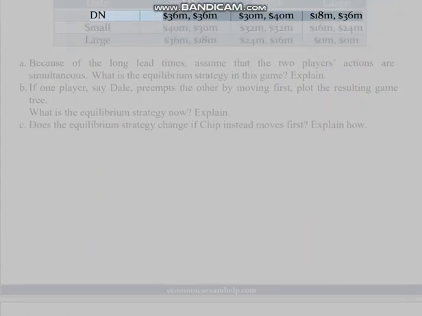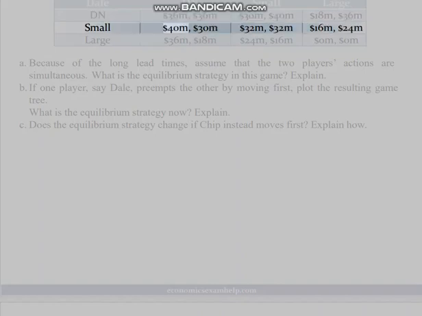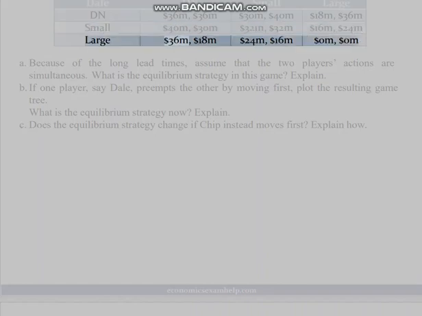Dale: DN, small, large. DN: $36 million, $36 million; $30 million, $40 million; $18 million, $36 million. Small: $40 million, $30 million; $32 million, $32 million; $16 million, $24 million. Large: $36 million, $18 million; $24 million, $16 million; $0 million, $0 million.